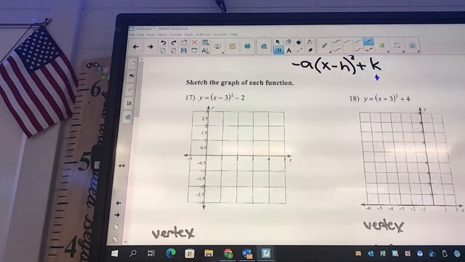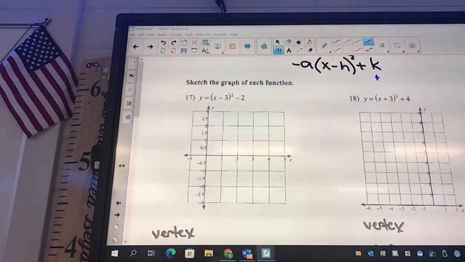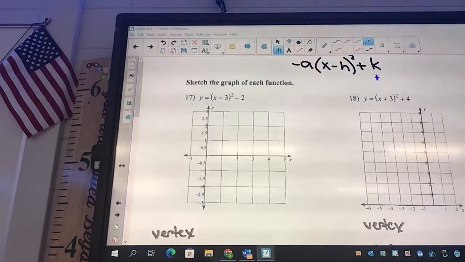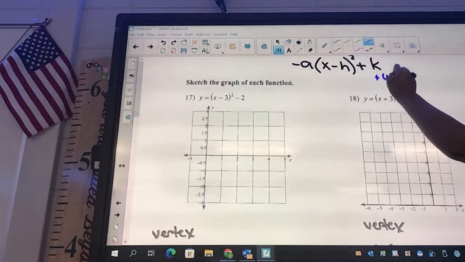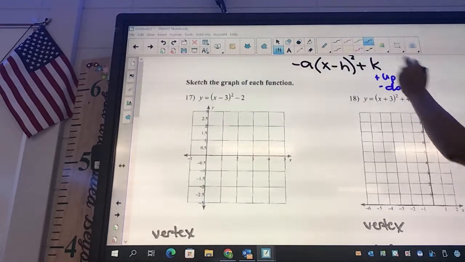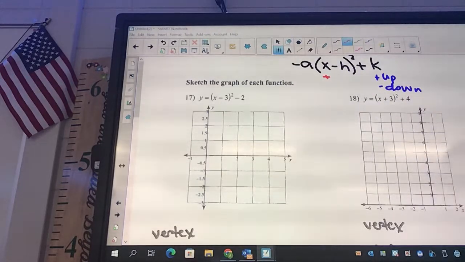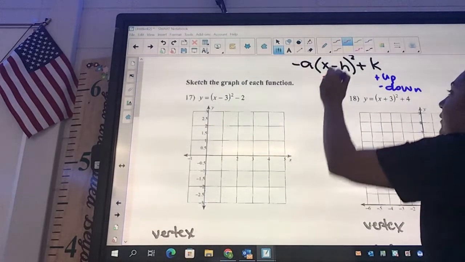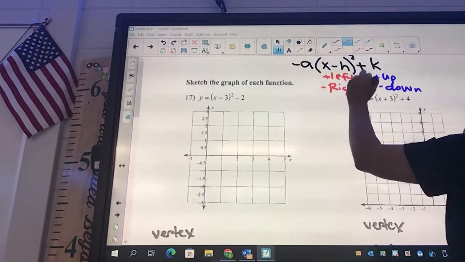Okay, if it says plus k, what's the plus do? Nobody remembers? Close. Okay, the plus does up, a minus does down. Okay, on the inside, a plus goes which way? To the left. Okay, the minus goes to the right.